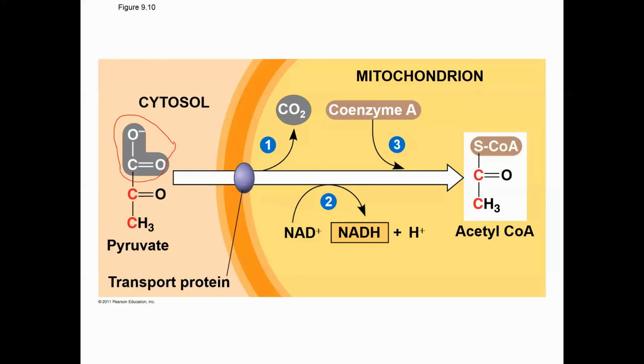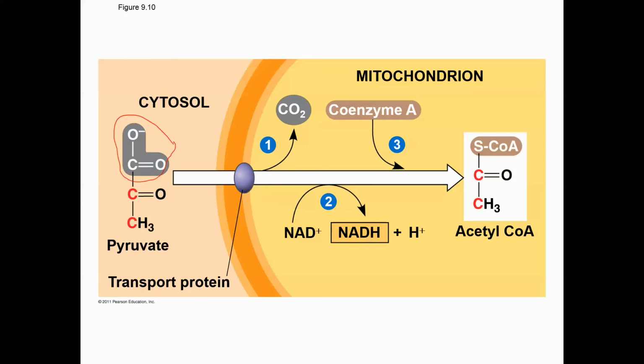Pyruvate enters the cell. It joins with coenzyme A. We're going to produce an NADH here, so another electron shuttle, and we have produced acetyl coenzyme A. This is the step known as the oxidation of pyruvate. By the way, these electron shuttles make their way to the electron transport chain. We'll see that later. So acetyl coenzyme A has been formed.